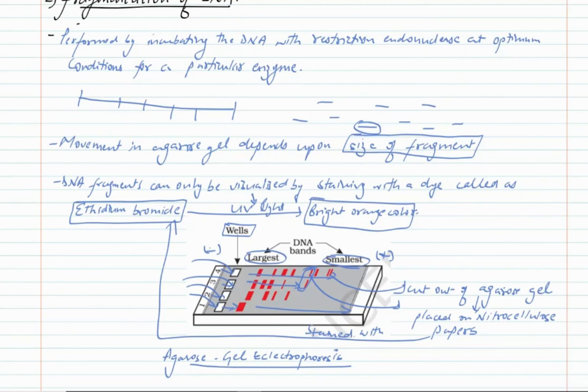The DNA fragments purified in this way are used in constructing recombinant DNA by joining them with cloning vectors, which we will see in the next video. This process of cutting out agarose gel fragments and placing them on nitrocellulose papers is known as elution.